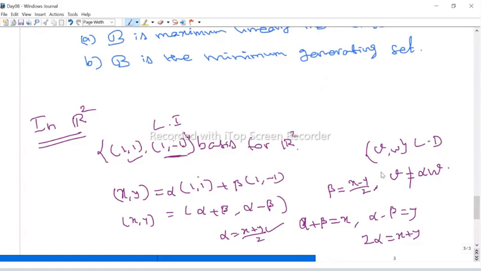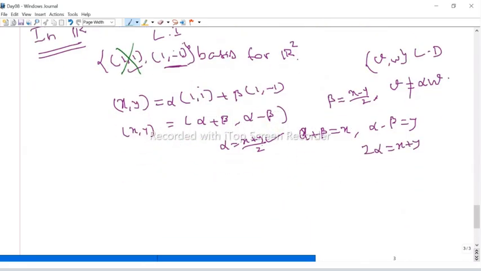Therefore this x comma y can be written as a linear combination of the vectors 1 comma 1 and 1 comma minus 1. Suppose you omit or remove one vector, either 1 comma 1 or 1 comma minus 1. Suppose I am removing this vector. Now the remaining vector 1 comma minus 1 cannot generate the entire space. Why? Suppose we take just this one vector, 1 comma minus 1. Does it span the entire R2?